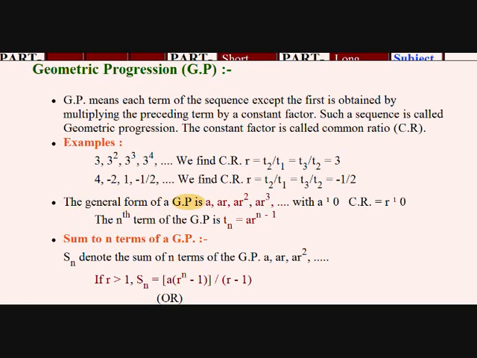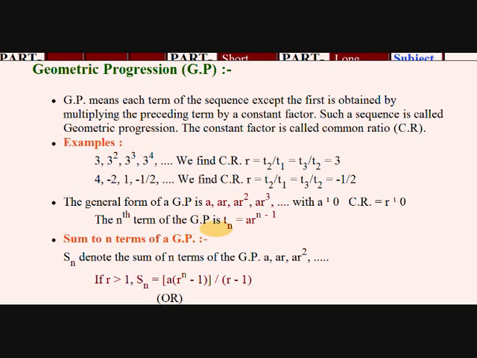The general form of a GP: how to write a geometric progression in a general form: A, AR, AR squared, AR cubed, etc. This is the general form. Make a note of this. With A to the power 1, 0. Common ratio equal to R to the power 1.